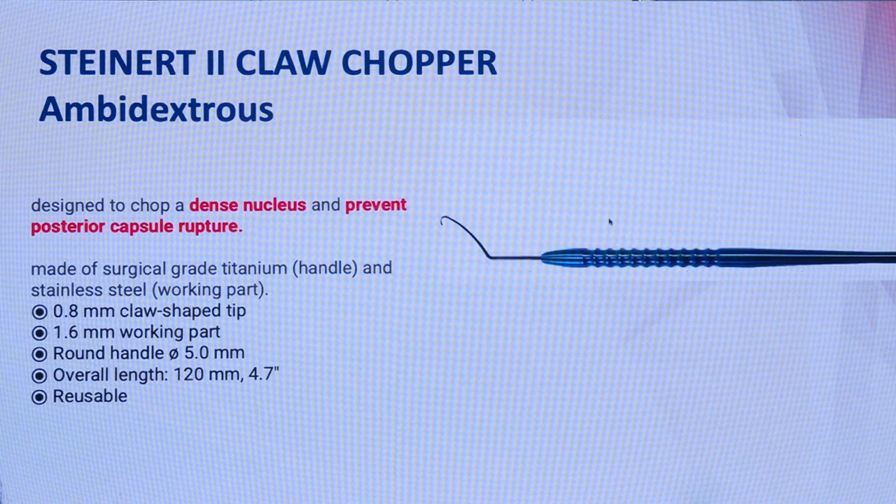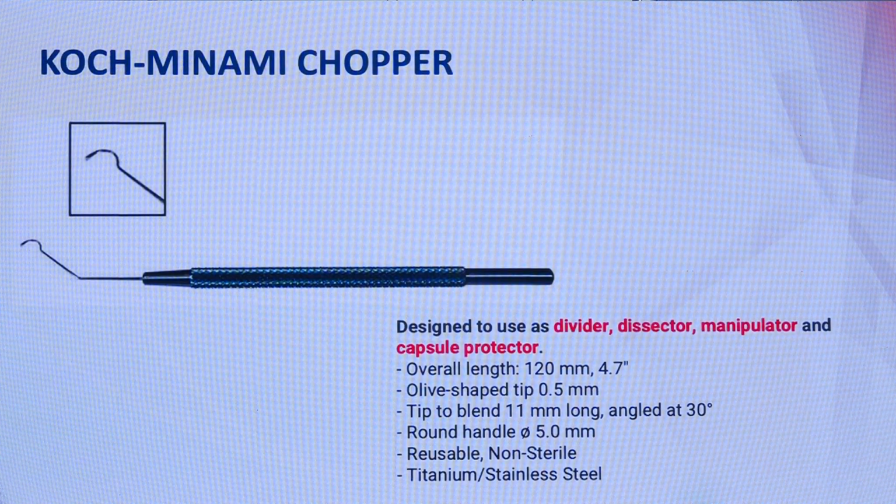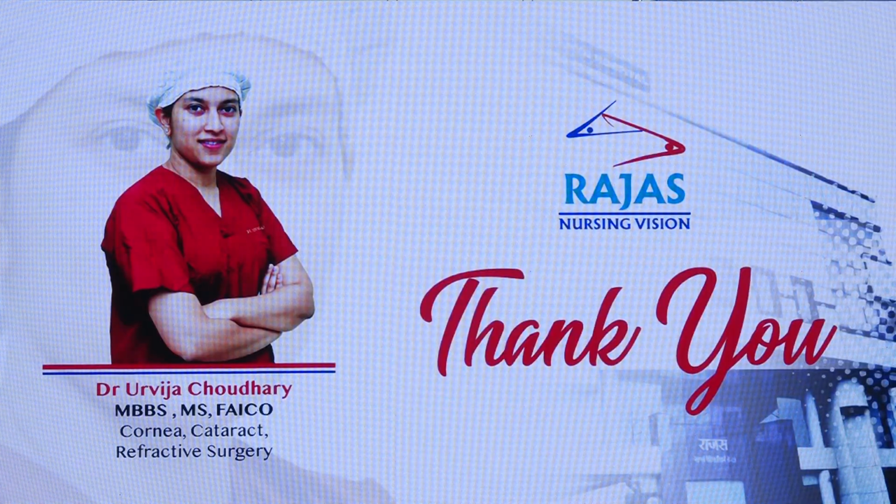It's quite a big one, and it helps in cutting as well as preventing the posterior capsule rupture again here. There is a Kosh Minami chopper, which is designed to divide, dissect, as well as manipulate, and also prevents capsule damage as a capsule protector.